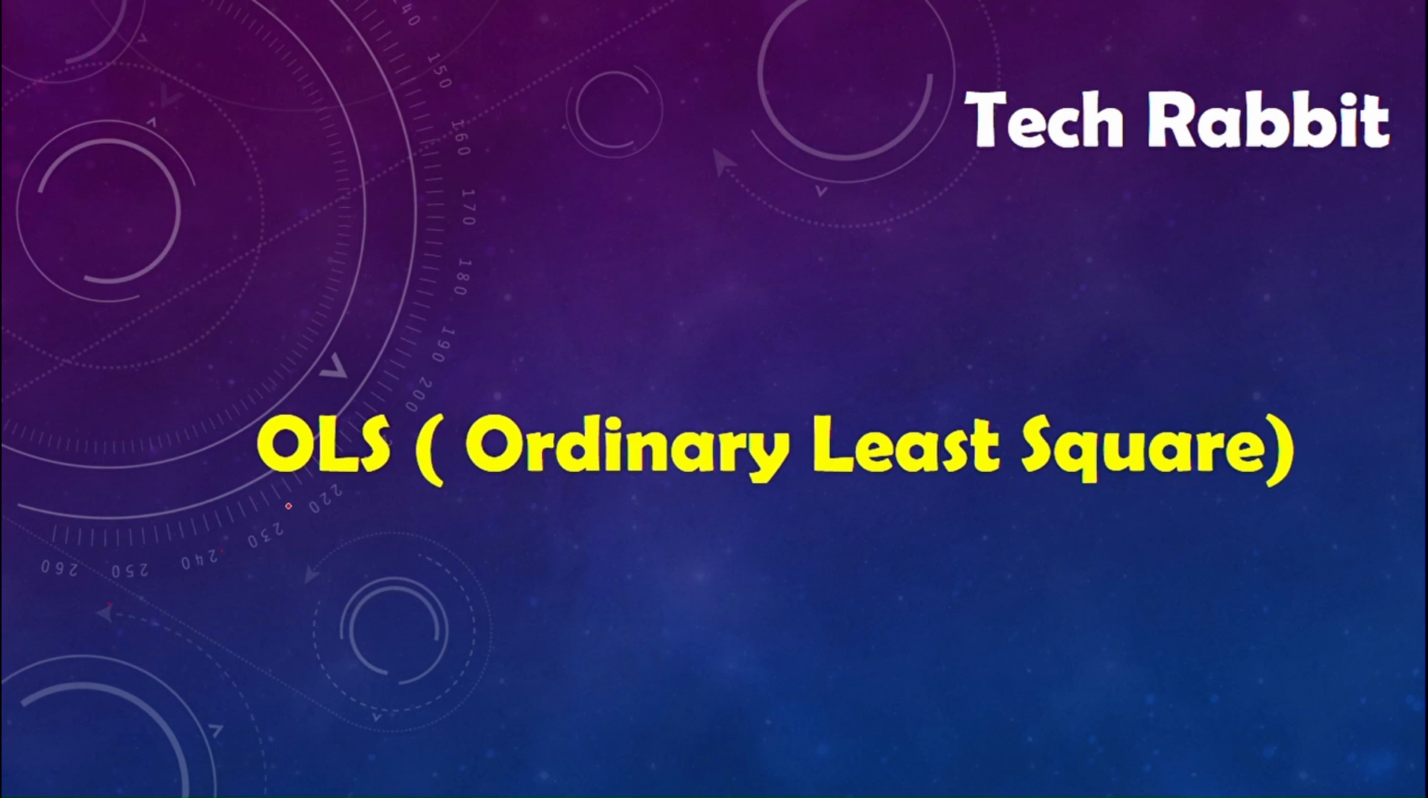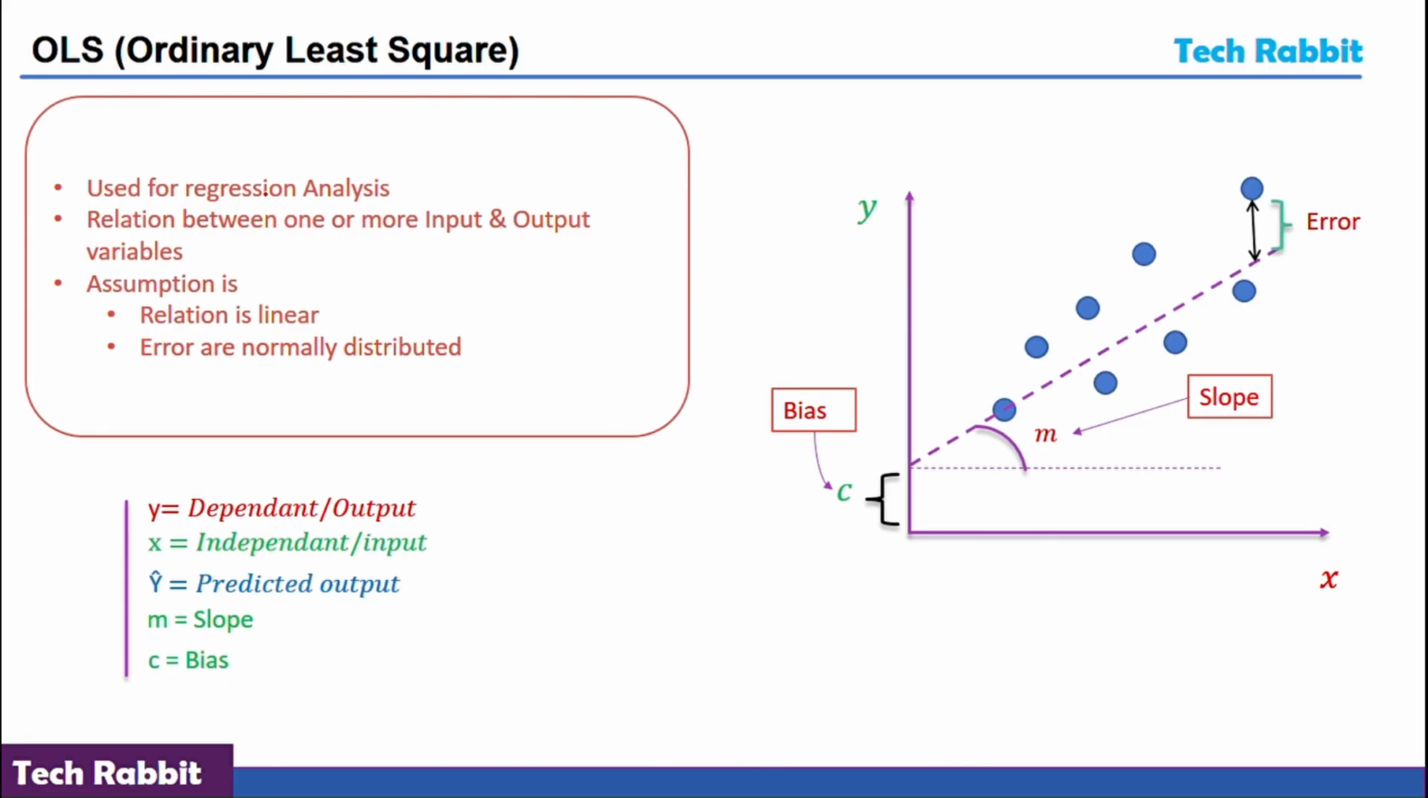Today we will talk about OLS, that is ordinary least squares regression. These are the contents I am going to explain in the next slides. We use OLS for regression analysis, that is, it gives the relationship between input and output variables. OLS can be used for univariate analysis and also for multivariate. Univariate means a single input variable, and multivariate has multiple input variables.